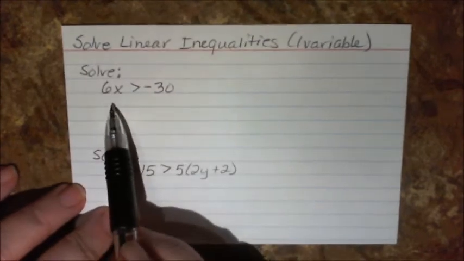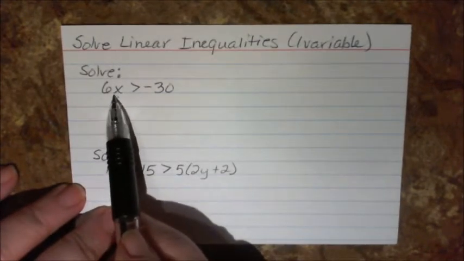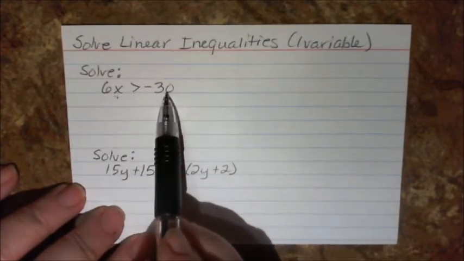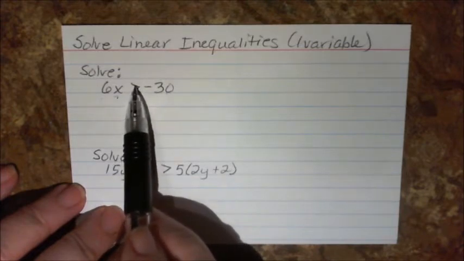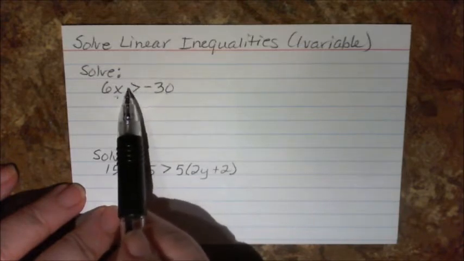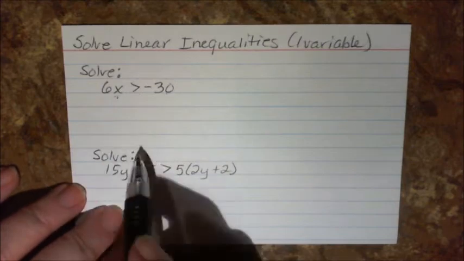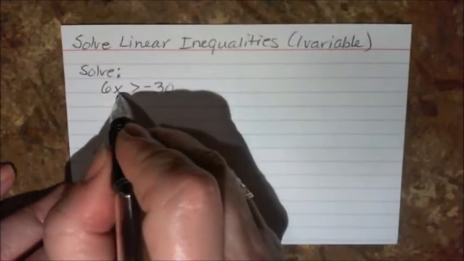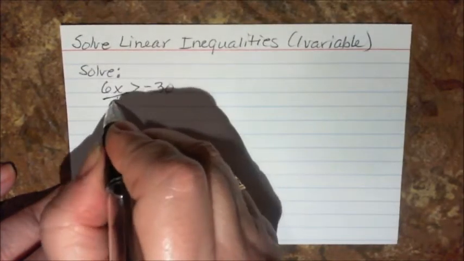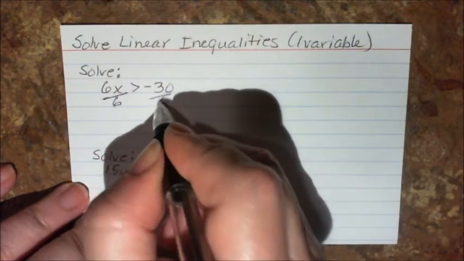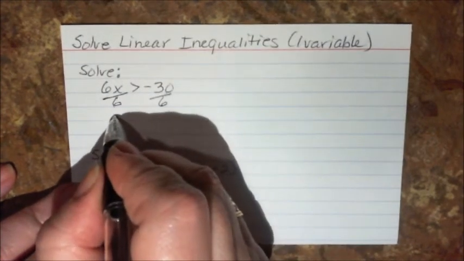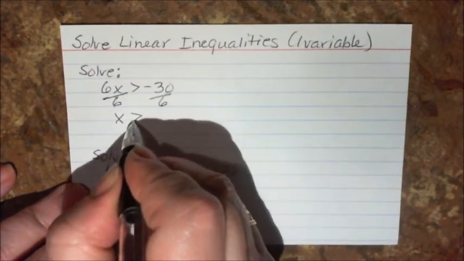Okay, so here we need to solve 6x is greater than negative 30, which we would proceed the same way as if this were 6x equals negative 30. So we are ready to divide both sides by 6. Divide by 6, divide by 6. We solve this for x is greater than, do the division, negative 5.